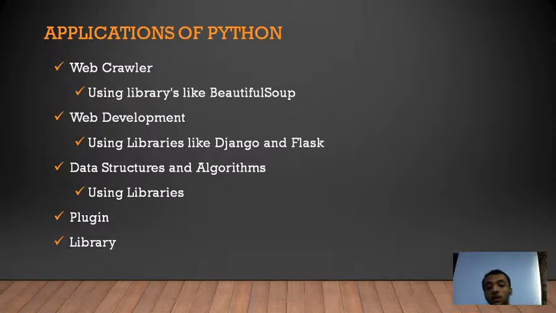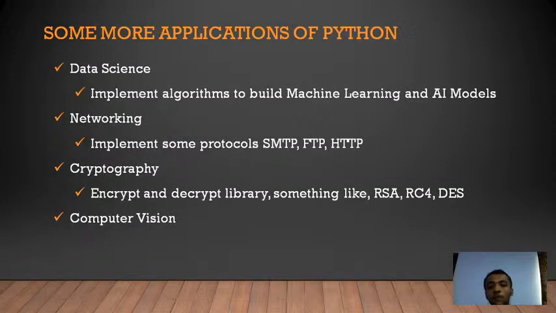Data structures and algorithms, using different libraries available at many websites, we can do many types of work on data structures and algorithms. There are also plugins and libraries available. If we only Google it, it will show everything whatever we want to include in our Python. Data science, by doing data science in Python, we can implement algorithms to build machine learning and AI models. In networking, Python is also used.